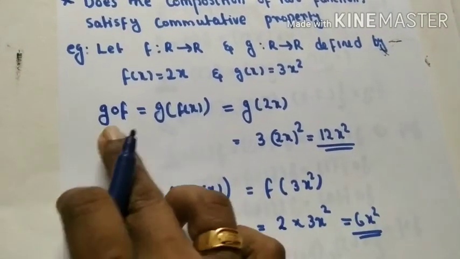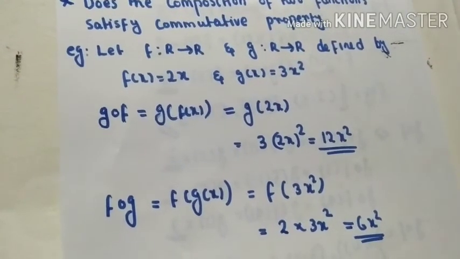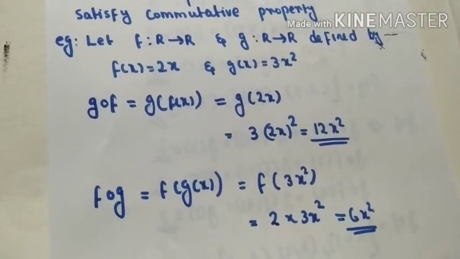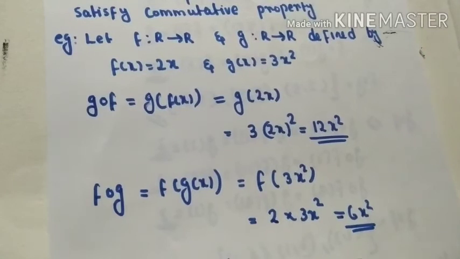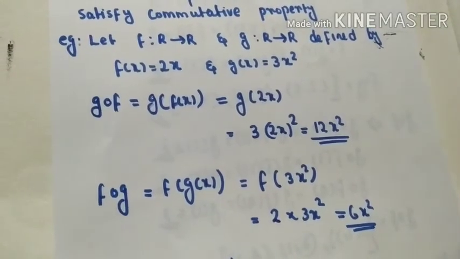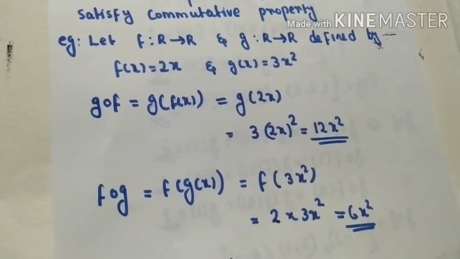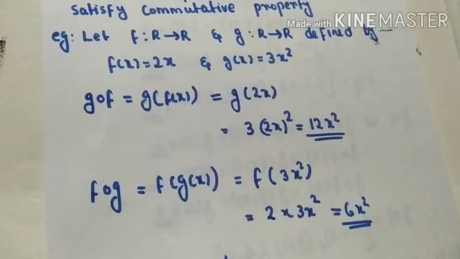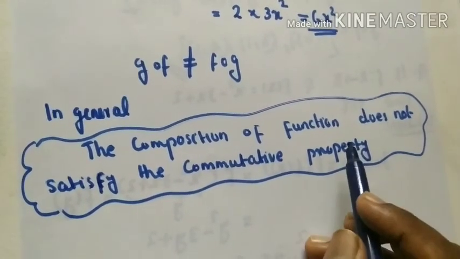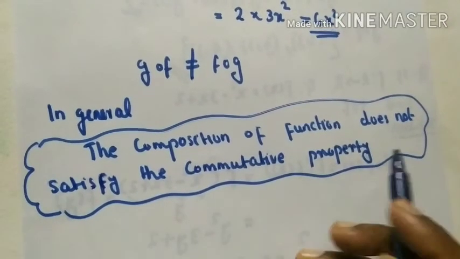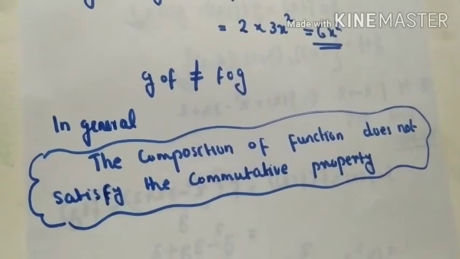Observing the values of g of f and f of g, the value of g of f is not equal to the value of f of g. Hence, we can say that the two functions g of f and f of g are unequal. In general, the composition of functions does not satisfy the commutative property. So, I hope you understood.